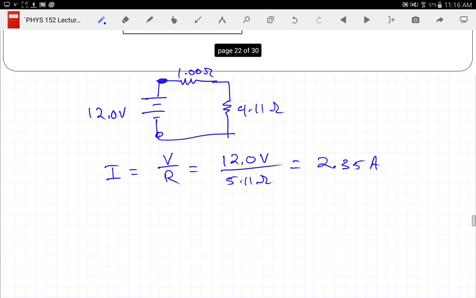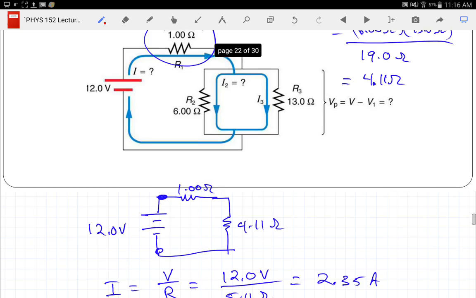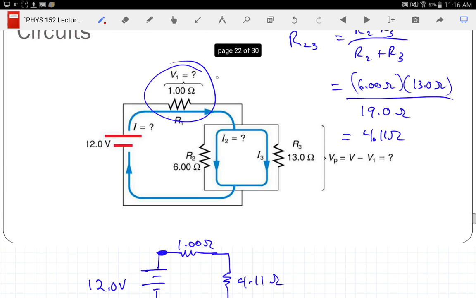And now that I know that current, what's the voltage across this? It's 1 ohm. It has 2.35 amps through it, so voltage is current times resistance. So that had better be 2.35 volts.